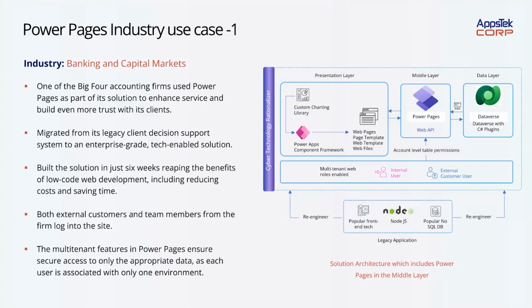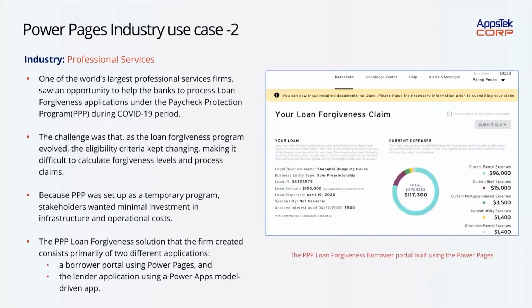Now it's time to check another industry use case of Power Pages. So here we see a professional services industry use case and see how they benefited from using Power Pages. So just to give you a background for this solution, when the COVID-19 pandemic hit the United States, the government there has passed an act which included financial support for small businesses.